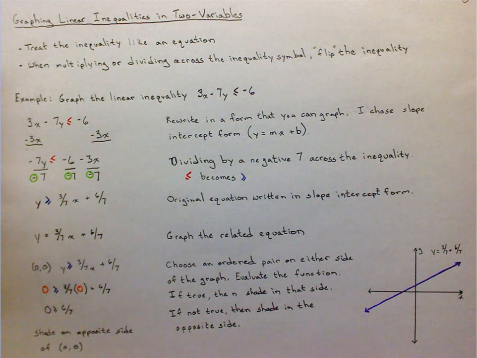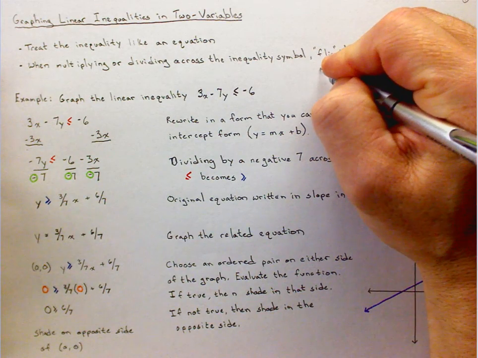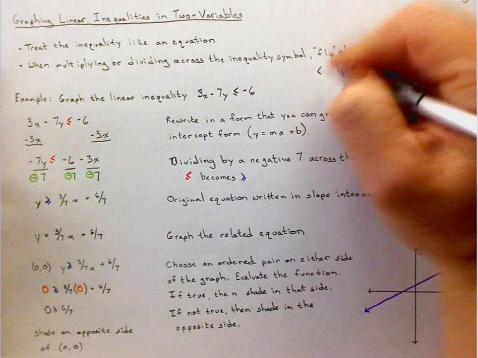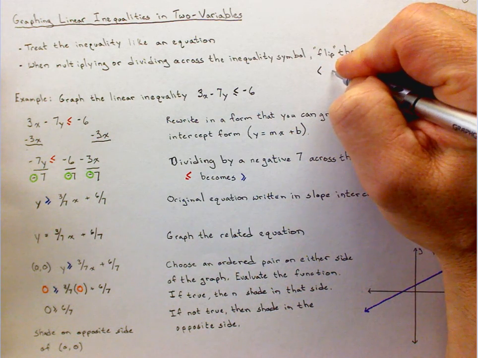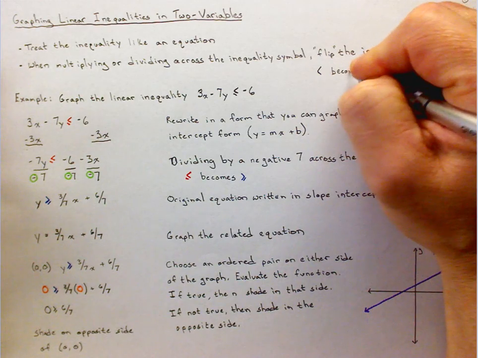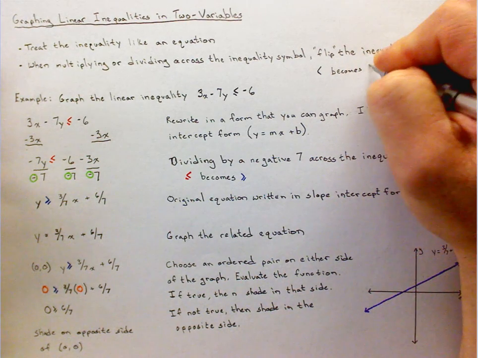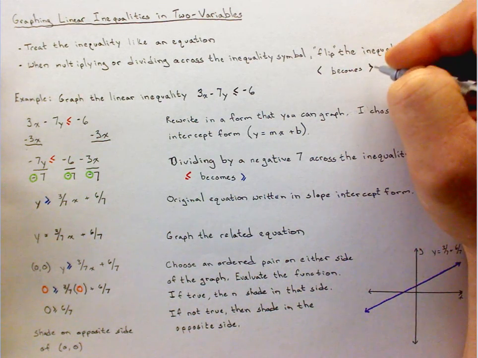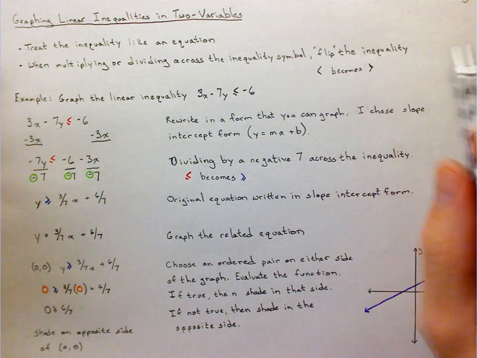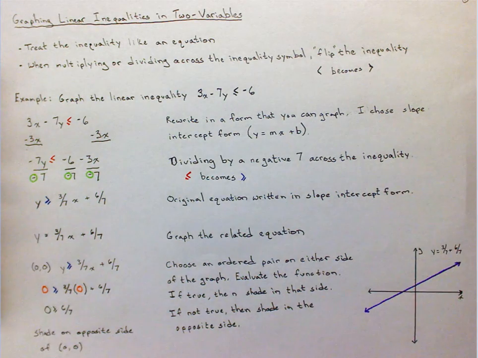Secondly, you have to remember the main thing that will get you on this is whenever you multiply or divide across the inequality symbol, you have to flip the inequality. So what was less than becomes greater than, and vice versa. So we have to flip that inequality anytime we multiply or divide by a negative number going across.